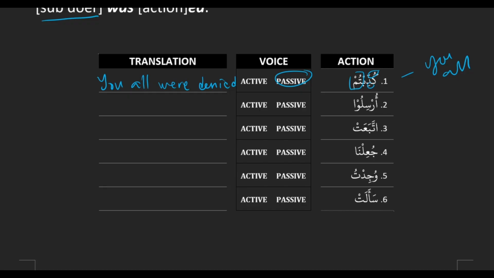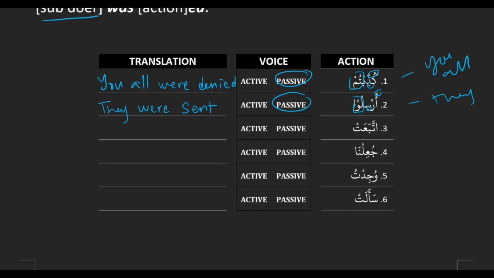Number 2, ursilu. So we have a u on the first letter. Hiding the indicator, which is the wow, we have a kasra on the sa, which is the second to last letter, so this is passive. How are we going to translate it? Subdoer was actioned. What's the subdoer here? They. Good. We know from the indicator, so we start with our subdoer, they, and then were, because was doesn't make sense. They were sent. We don't say sended, right? So they were sent.